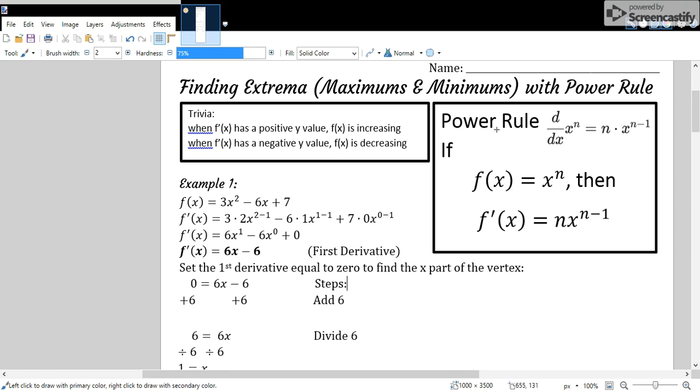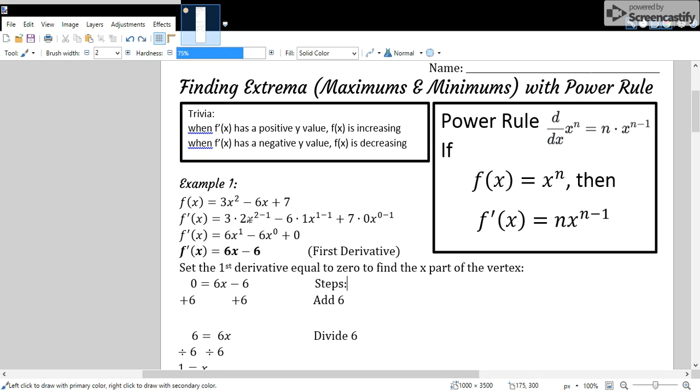So here's the power rule. If f of x equals x to the nth power, then f prime of x, the derivative, equals n times x to the n minus 1 power. Let's look at an example. F of x equals 3 times x squared minus 6x plus 7.